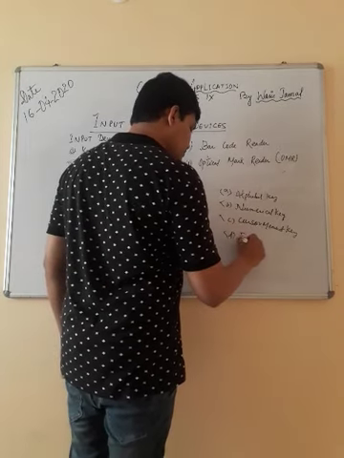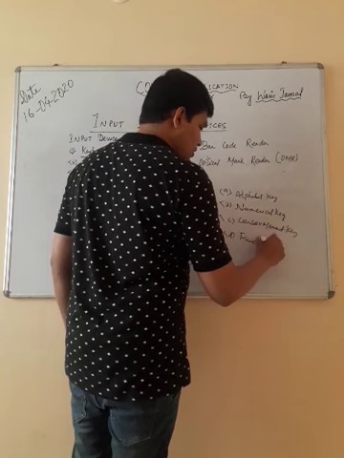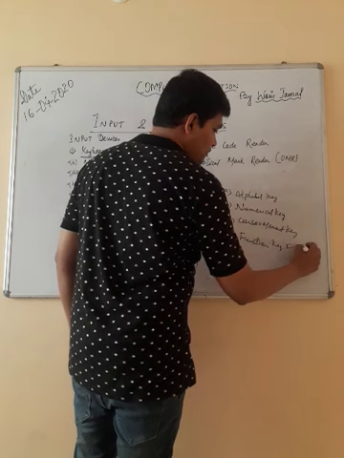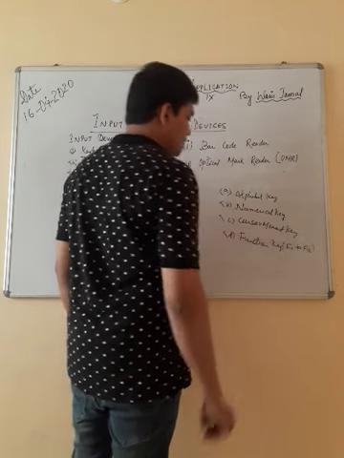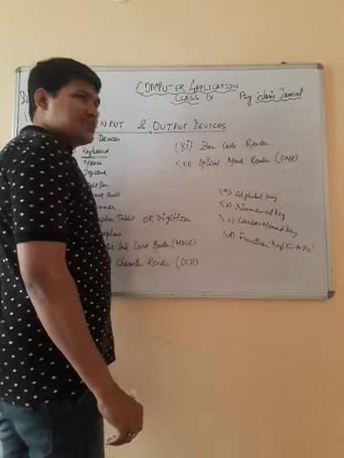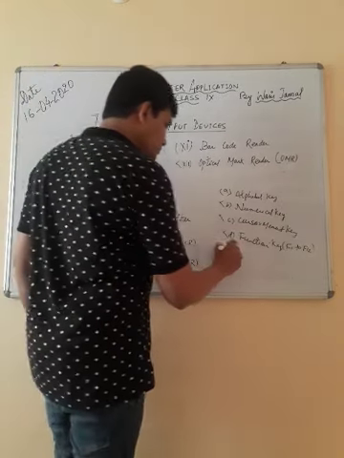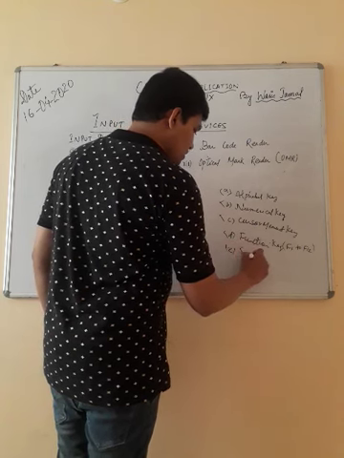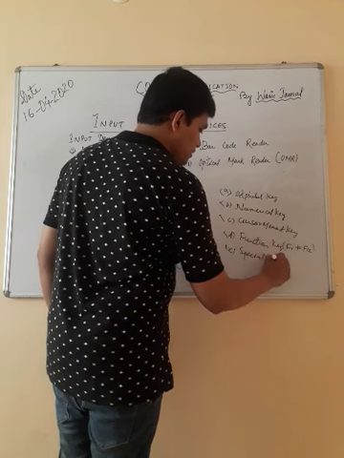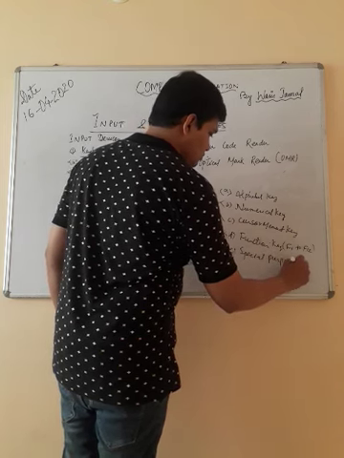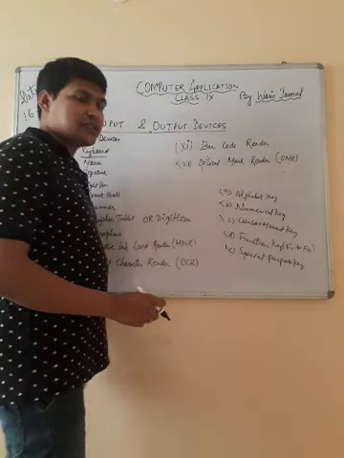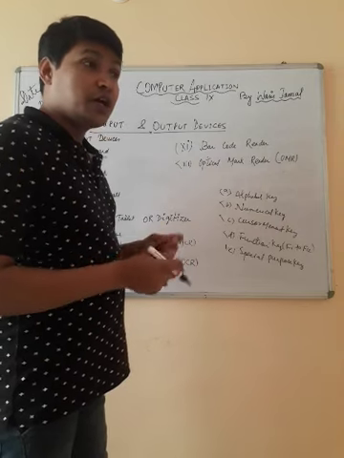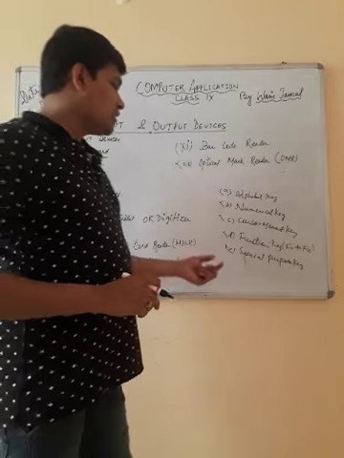Function keys. In a keyboard there are 12 function keys, from F1 to F12. Some keys are special purpose keys. In the special purpose keys there are print screen, caps lock, tab key, delete key, home key and so on. All these keys are in this category.